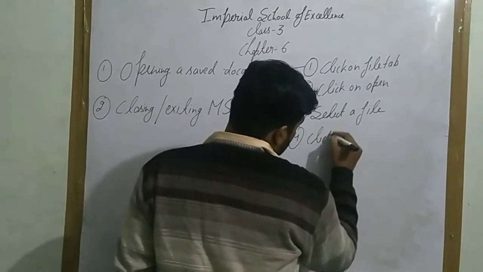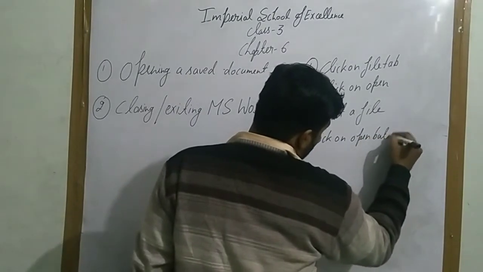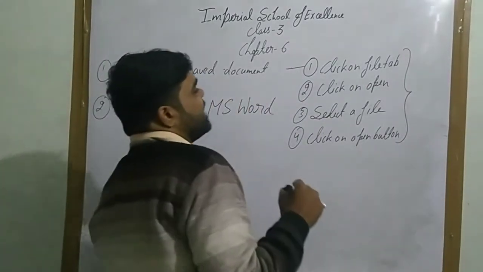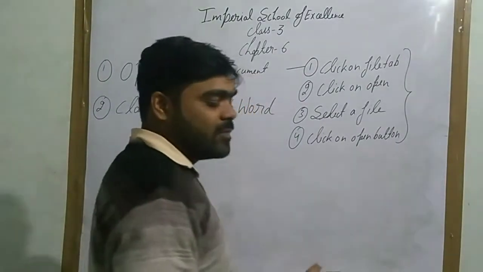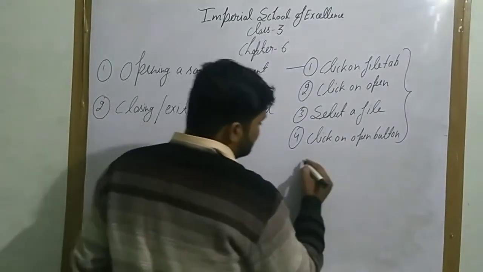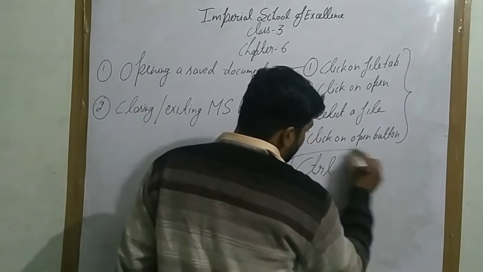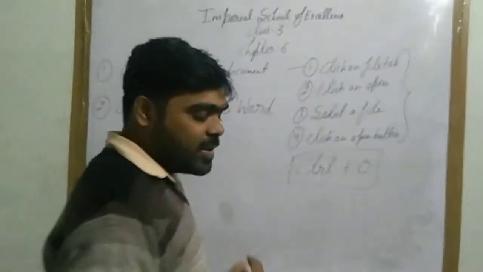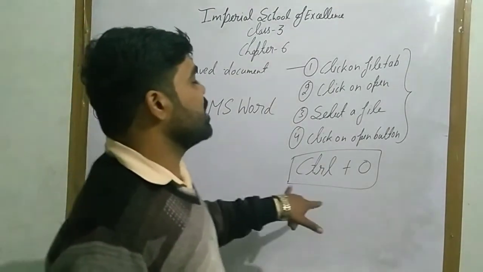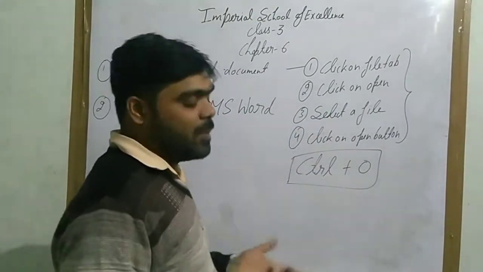Click on the Open button. This is the way you can open any saved document which you have saved in MS Word, and the shortcut key to open is Ctrl plus O. You have to press Ctrl plus O, then you can also open your file. When you press Ctrl plus O, after that you have to select a file and then click on the Open button. Your file will be open here.